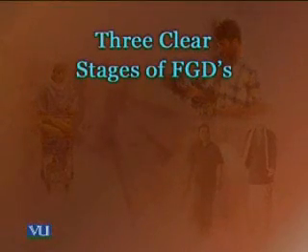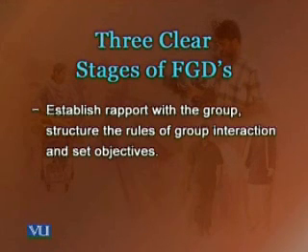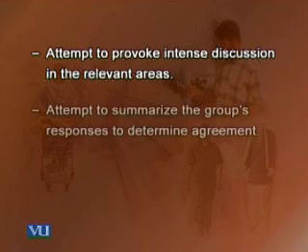There are three clear stages of the focus group discussions, as you could see them on the slide. Number one is establish rapport with the group, structure the rules of group interaction, and set objectives. Number two is attempt to provoke intense discussion in the relevant areas and to summarize the group's responses to determine agreement. So students, as you could understand, फोकस ग्रुप डिस्कशन के तीन बेसिक पहलू होते हैं.